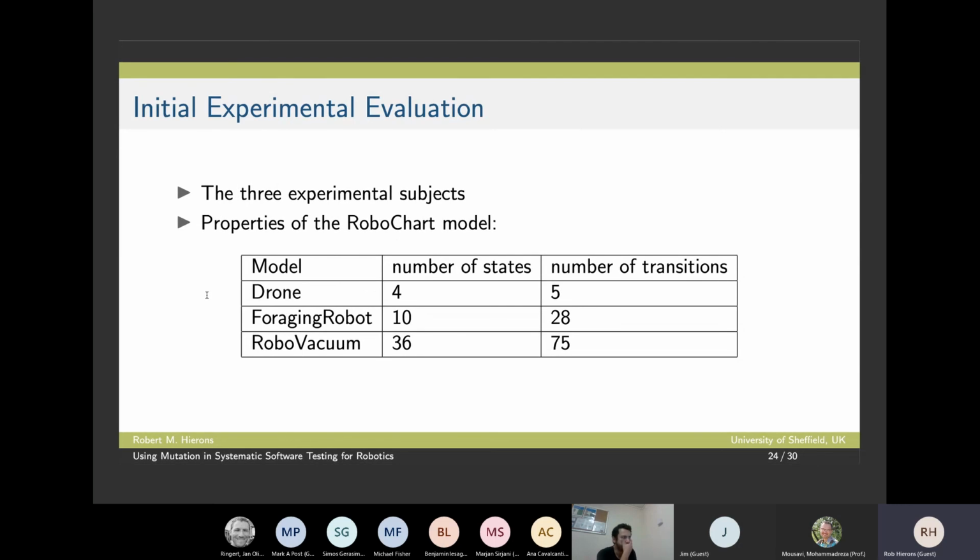We had 3 experimental subjects. If we look at them, they vary in size, none of them massive. These obviously are metrics regarding the RoboChart model. So number of states varying between 4 and 36, and number of transitions from 5 to 75. So they give us some idea of what happens as we scale up.